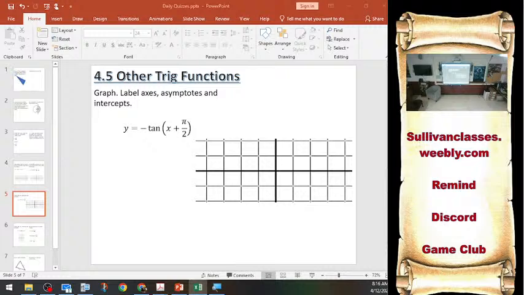All please stand for the pledge to the flag.